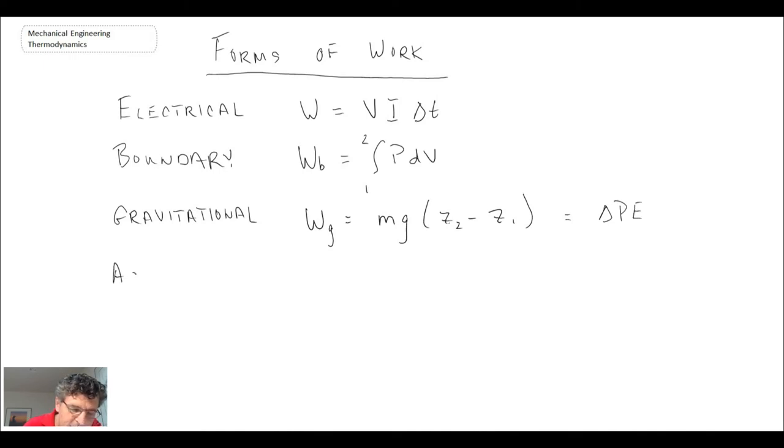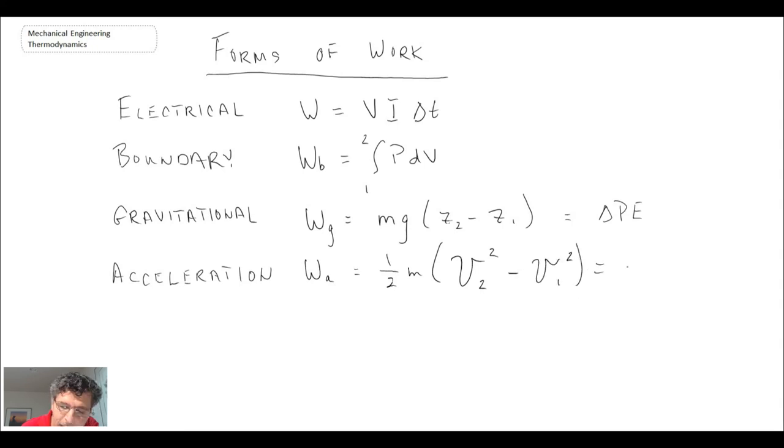Acceleration: when we change the velocity of a system, we are doing work. And that work is expressed as the change in kinetic energy of the system. So you could have this as being 1/2 times the mass times the velocity at state 2 squared minus the velocity at state 1 squared. And that would be equal to the change in kinetic energy of your system.